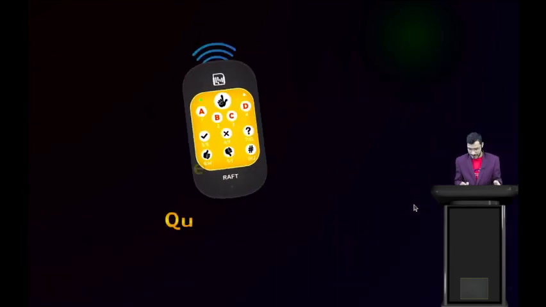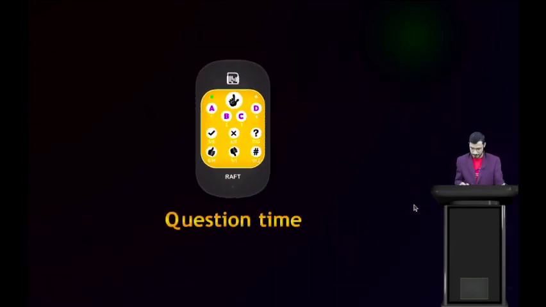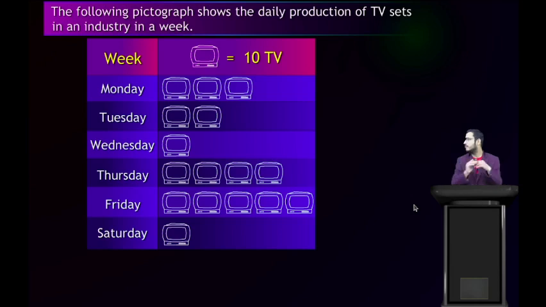Now the second one. Students, the following pictograph shows the daily production of TV sets in an industry in a week. You can see the week: Monday, Tuesday, Wednesday, Thursday, Friday and Saturday. You can see the picture here, and here one TV picture is equal to 10 TV sets.